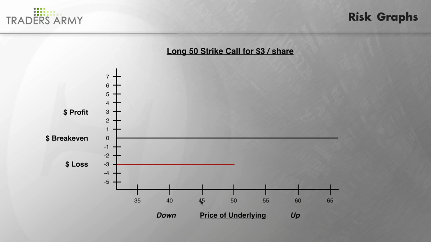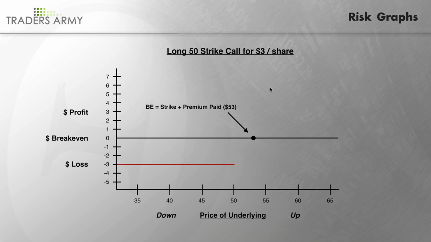If we purchased a $45 call, the stock would have to be at 45 or lower for us to lose all of our money. Now, how do we determine our break-even price? Well, the simple equation is strike price, that's 50, plus the premium paid, that's $3 that we paid. Our break-even price equals $53 per share.